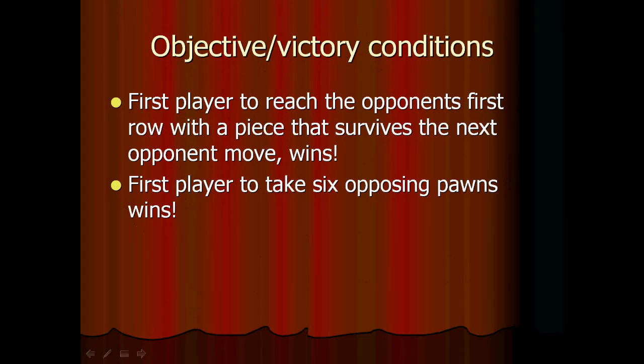Objective and victory conditions. Well, how about the first player to reach the opponent's first row with a piece that survives the next opponent move wins? It might be too easy if it was just the first to reach the opponent's row, but reach the opponent's row and survive, that's more difficult. Another possibility, maybe the first player to take 6 opposing pawns wins. Who knows?